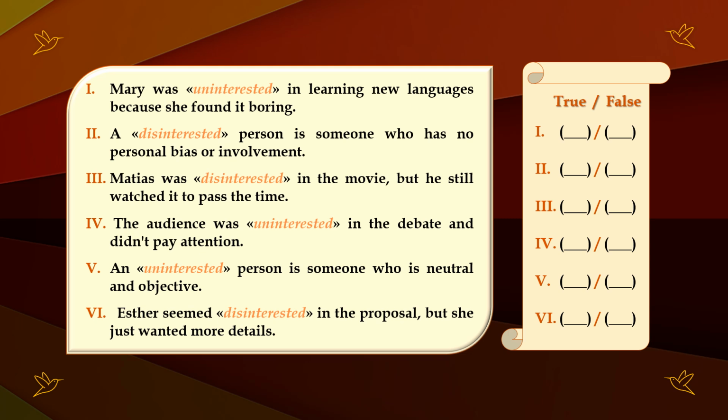3. Matthias was disinterested in the movie, but he still watched it to pass the time. 4. The audience was uninterested in the debate and didn't pay attention. 5. An uninterested person is someone who is neutral and objective. 6. Esther seemed disinterested in the proposal, but she just wanted more details.